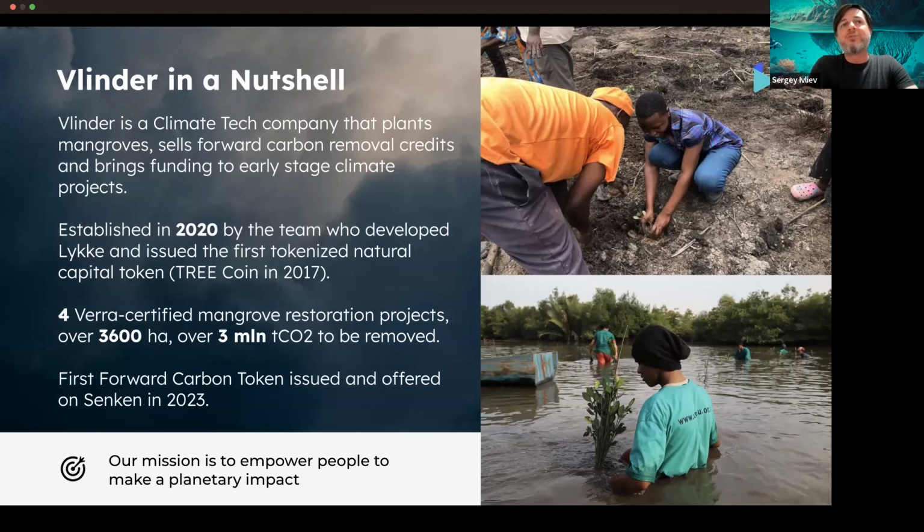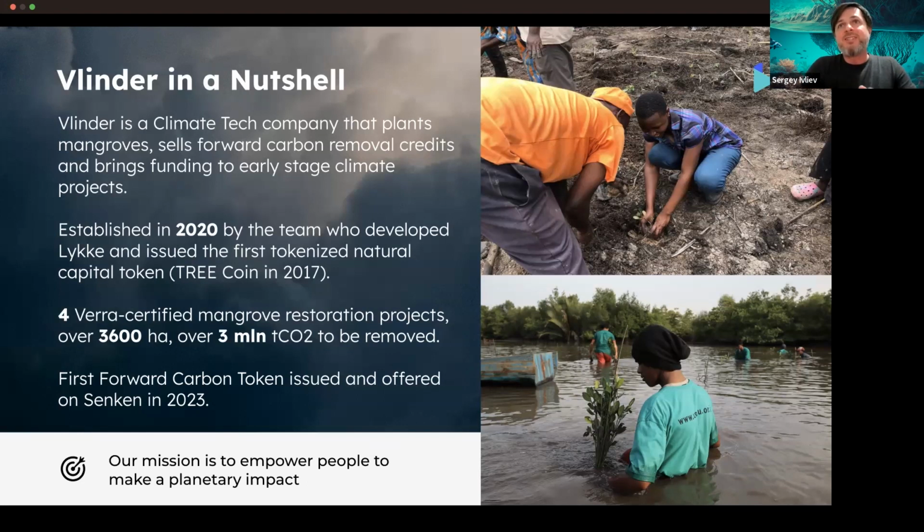And since then we later created a company to focus on blue carbon and to develop mangrove restoration projects. So now Vlinder is involved in 4 Vera certified mangrove projects, which in total will sequester over 3 million tons of carbon over the next 20-30 years. We are the developers of projects, but we also try to make participation in those projects possible for people, developing a kind of framework for carbon tokenization.